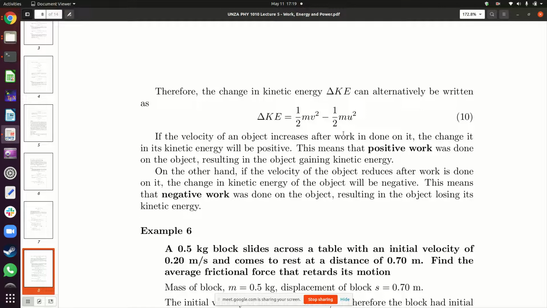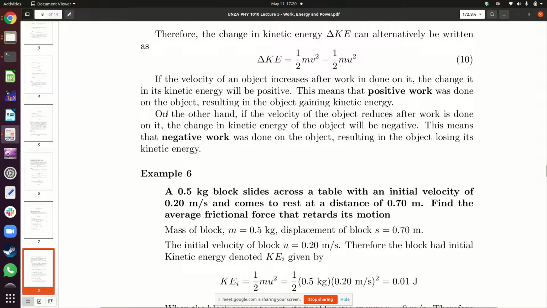So if it's positive, then it means that the work done is positive. If the work done is positive, we know what we mean. It means that energy has been transferred to this particular object. If the change in kinetic energy is zero, then the work done is zero. No energy was transferred. If the change in kinetic energy is negative, it means that this particular object lost kinetic energy, meaning that the work done is negative and this particular object lost energy.